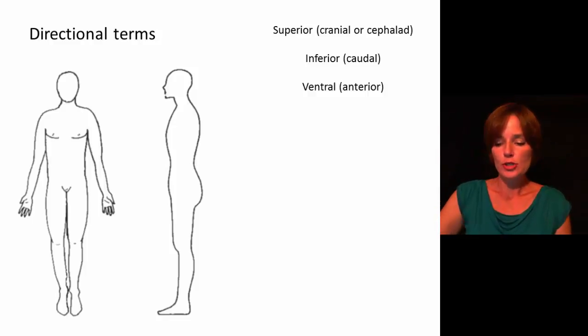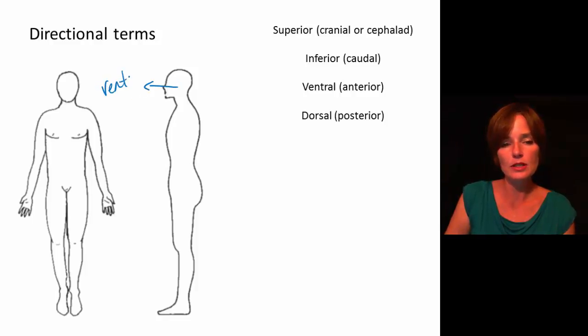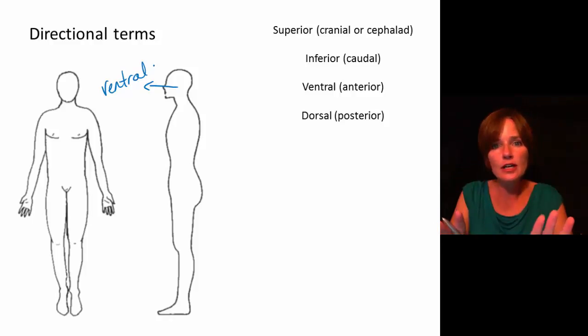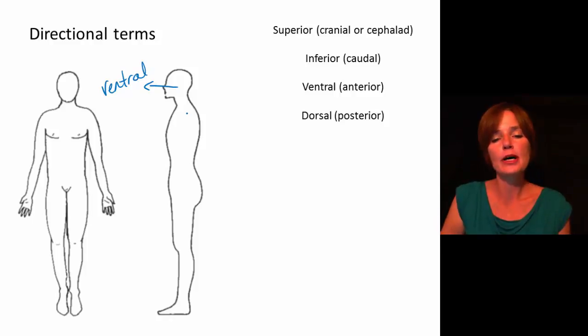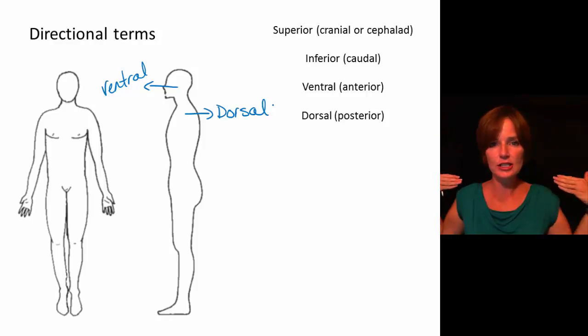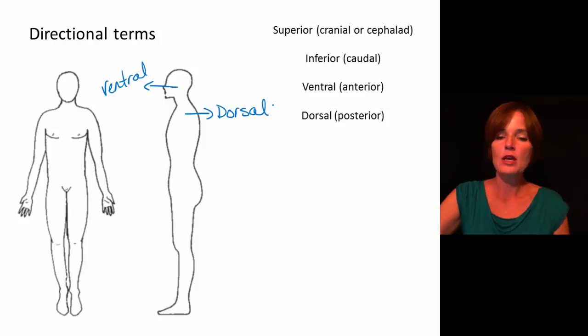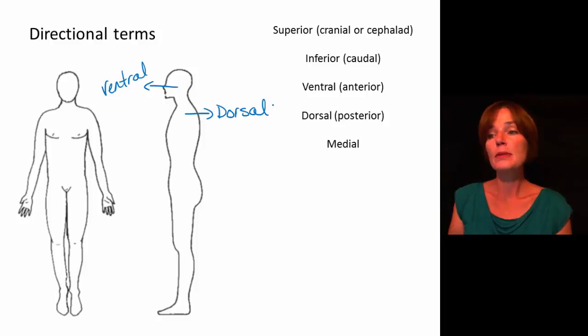Other directional terms, we have anterior versus posterior. Anterior, or ventral, is going to be in this direction, so kind of on the front side of the body. Dorsal is going to be on the back side of the body, so that would be posterior, on the back. If we were just to section it this way, you've got the ventral part and you've got the dorsal part behind.